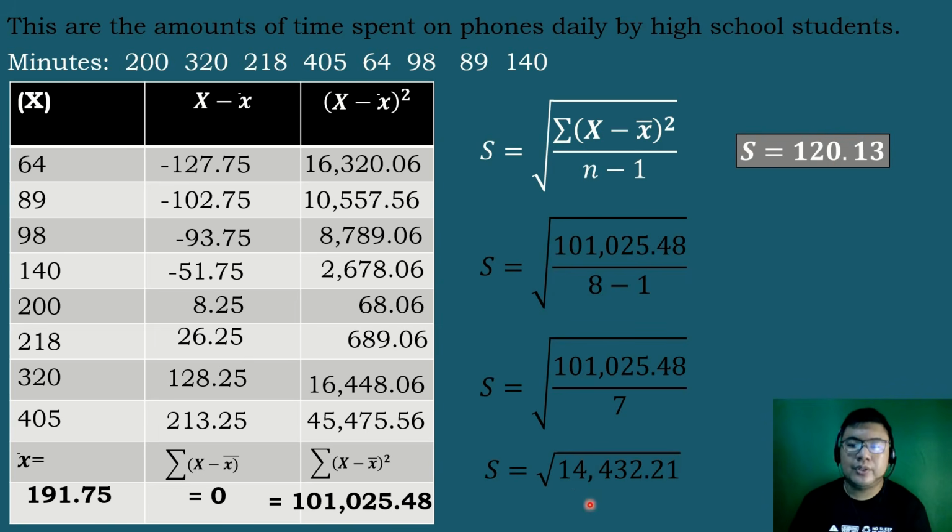And then let's get the square root of this number. So the square root of 14,432.21 is 120.13. Therefore, the standard deviation of our data is 120.13. This means that on average, each score deviates from the mean by 120.13 points. The last type of measures of variability is called variance.